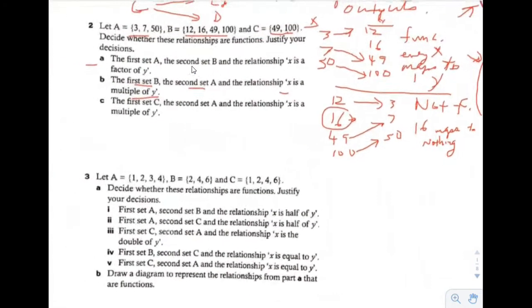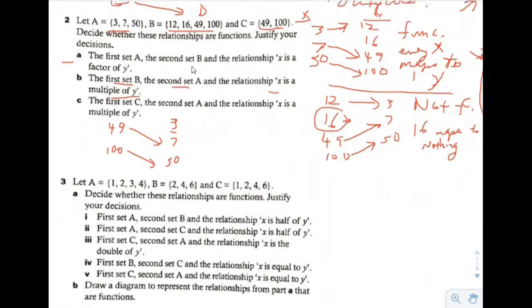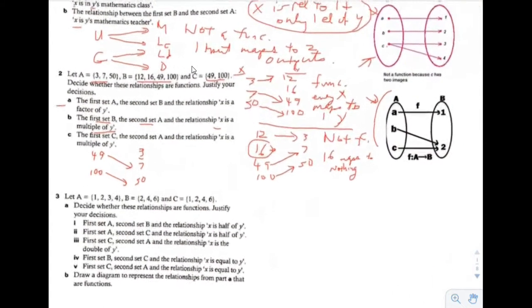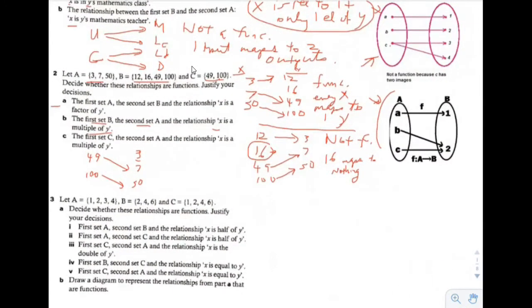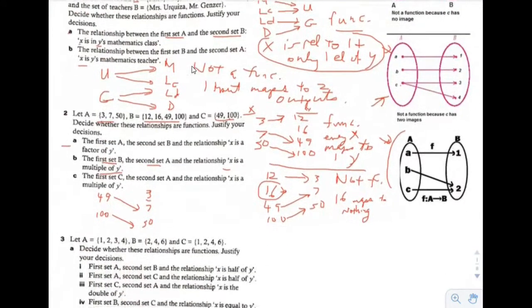Now we're going to map C, 49 and 100, to set A, which is 3, 7, and 50, and the relationship is x is a multiple of y. So 49 is a multiple of 7, and 100 is a multiple of 50. And 3 is by itself. Is that a problem? No, it's not a problem. If each element of the inputs maps to at least one output, it doesn't matter if all the outputs are accounted for. Okay? So in this case, yes, it's a function.